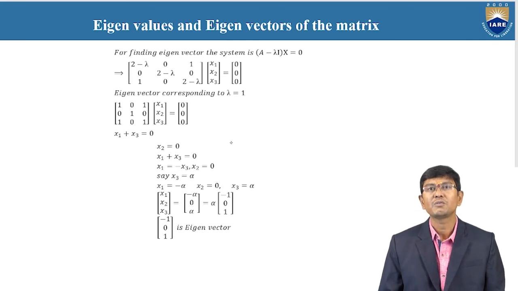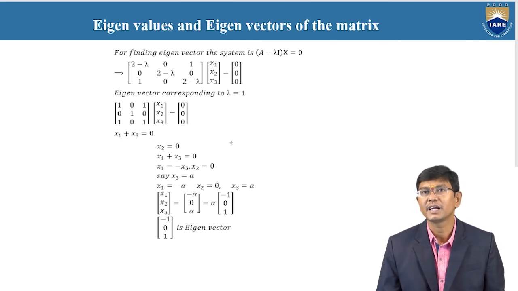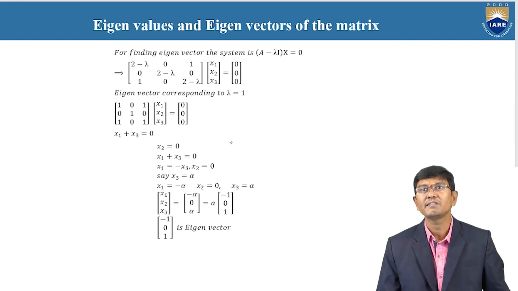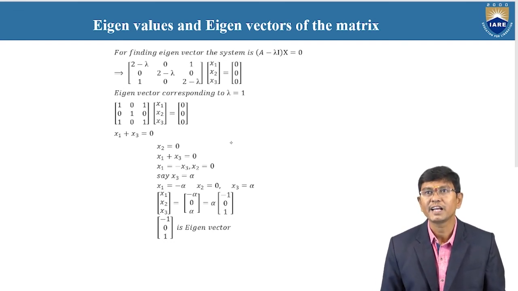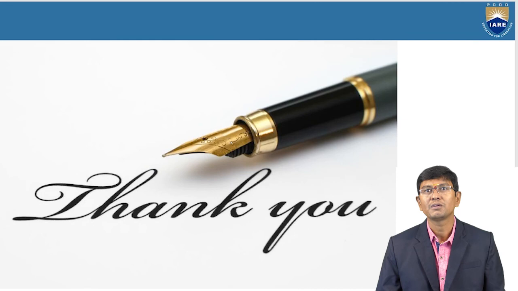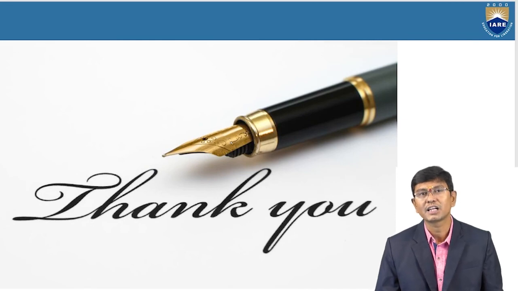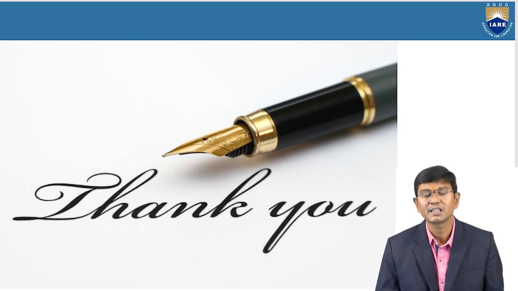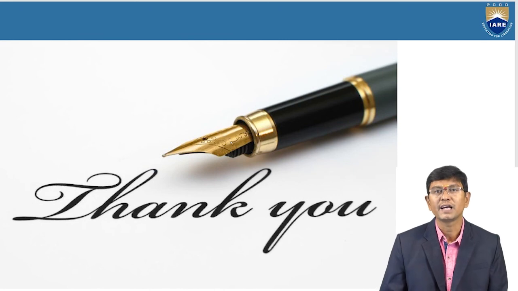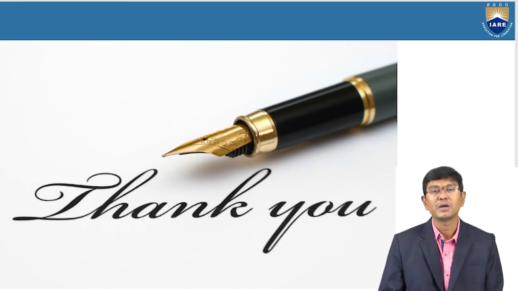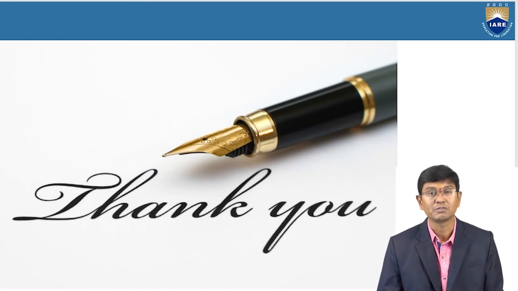Similarly, we need to find the corresponding eigenvectors. Here, for one of the eigenvalues, lambda is equal to 1, the corresponding eigenvector is clearly minus 1, 0, 1. And similarly, we need to find the eigenvectors corresponding to the remaining eigenvalues. This is the clear procedure involved to find the eigenvalues and eigenvectors by using the characteristic equation.